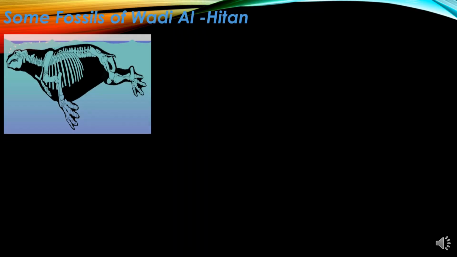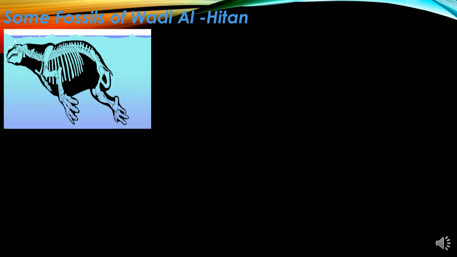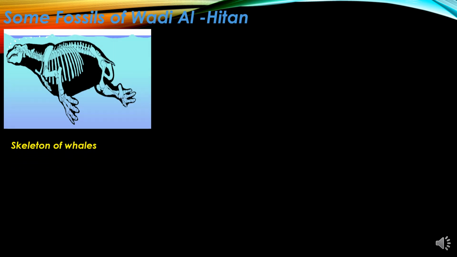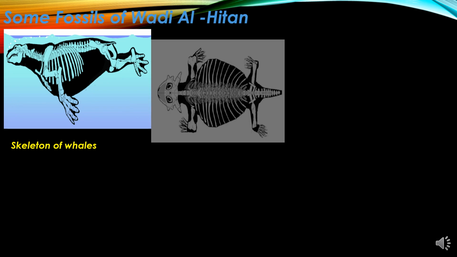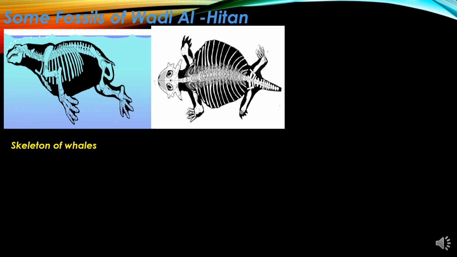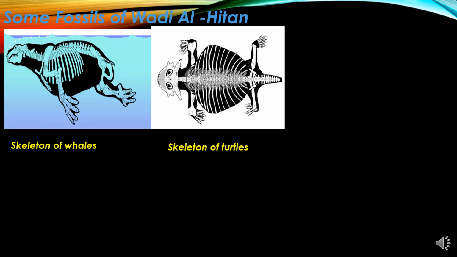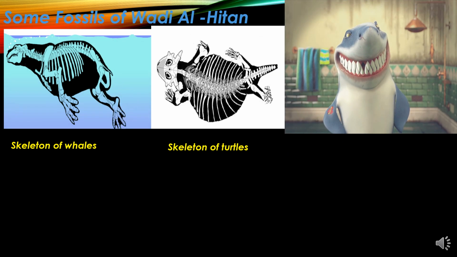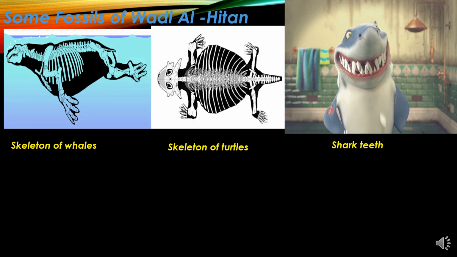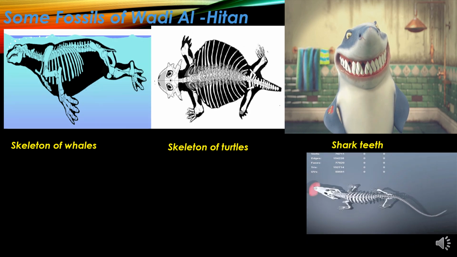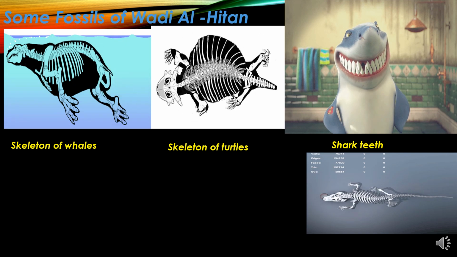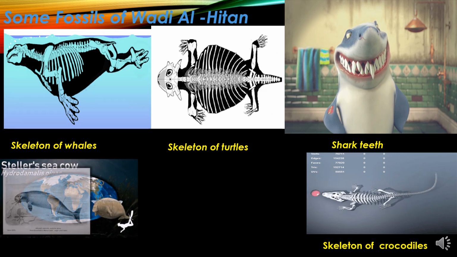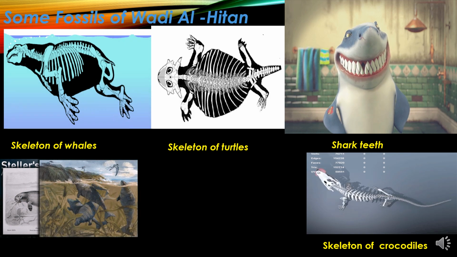And now, here are some fossils that are found in Wadi al-Hitan. As picture number 1, what do you think it is a picture of? Super, grade 4. This is a skeleton of whales. And for picture number 2, we have some skeletons of turtles. Super, grade 4. And also we have at Wadi al-Hitan some shark teeth. Super, grade 4. And also we have some skeletons of crocodiles. Super. And the last one, we have some skeletons of sea cows. Super, grade 4.